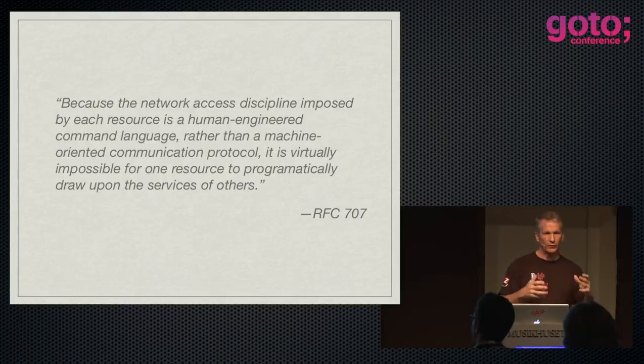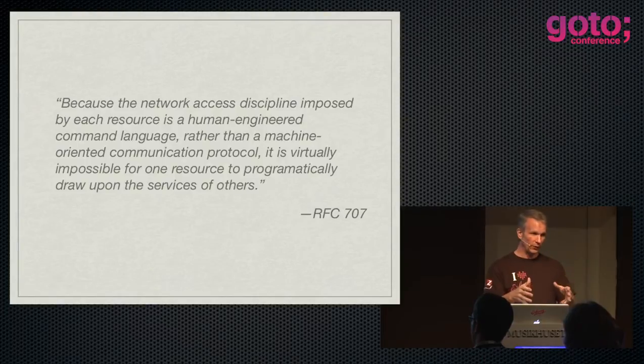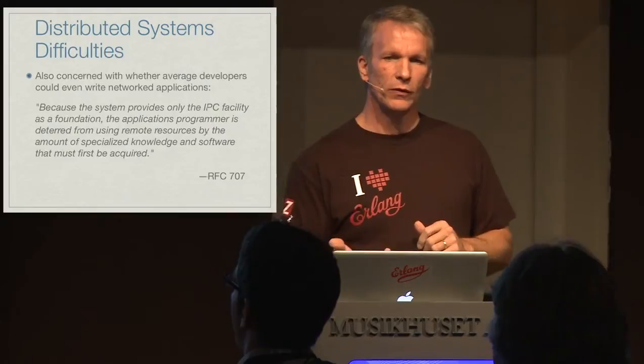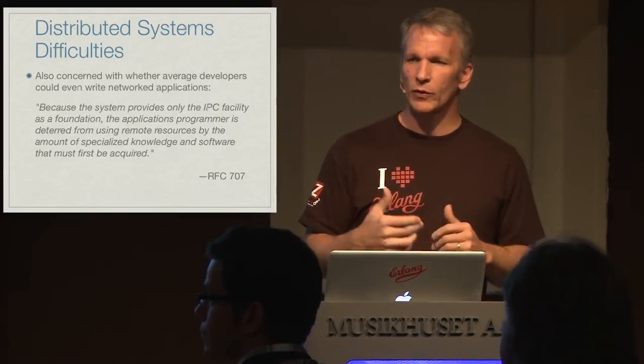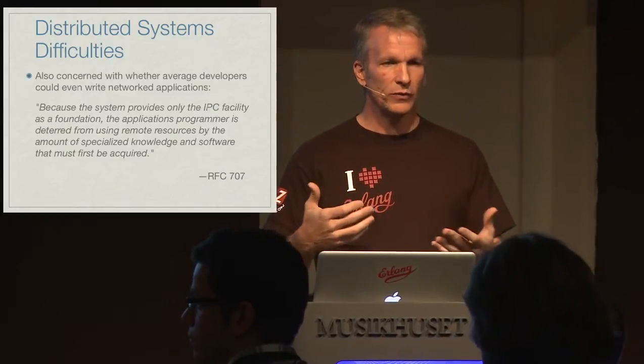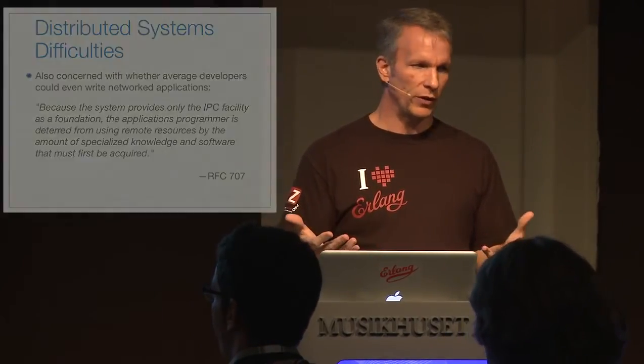One of the quotes from RFC 707 is that these human-engineered protocols built for allowing human interaction with systems really aren't good for resources to draw upon one another. And there were some difficulties that were addressed in the RFC as well. There was a big concern that developers of the time had no experience in building distributed applications. So how would they be able to take advantage of any application-to-application protocols when they didn't know how to do it?